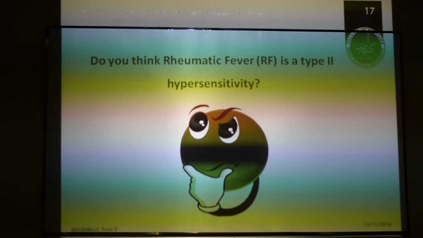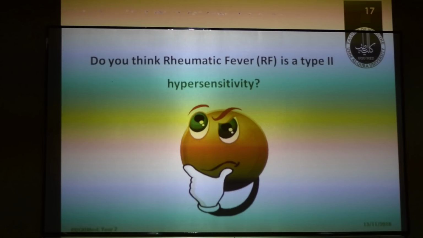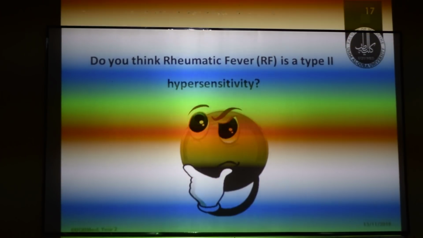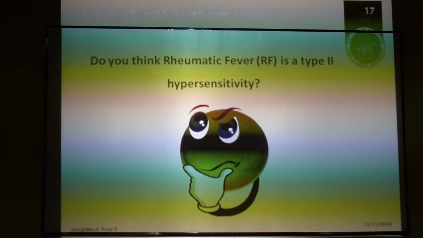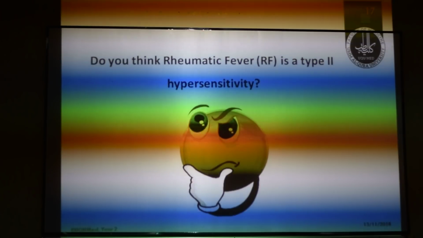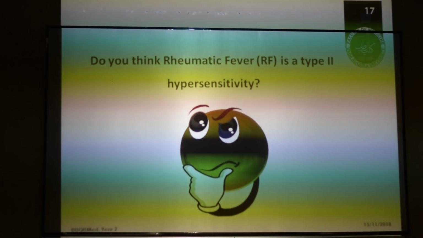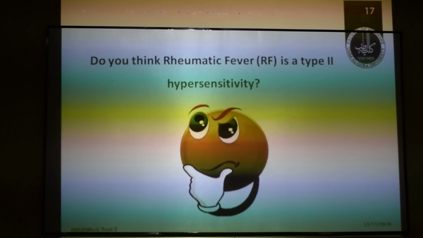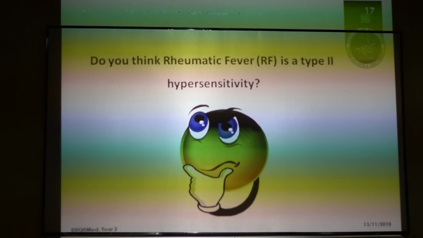What do you think? Is it type 2 or type 3? Could be both, because it's extracellular. Okay, what is the main difference that I explained between type 2 and type 3 based on the antigen? Yes, so in type 3, antigen is circulating freely in the blood and antibodies are circulating freely. When they find each other, they will make precipitates and immune complexes are deposited.